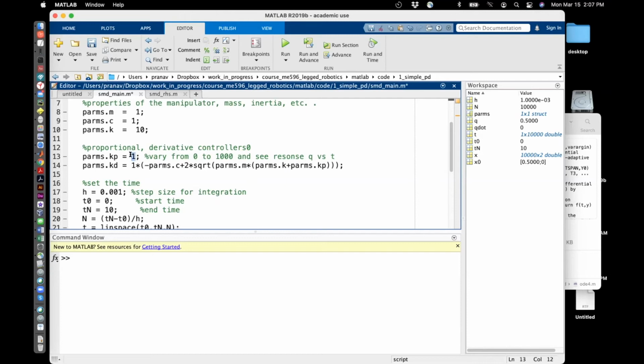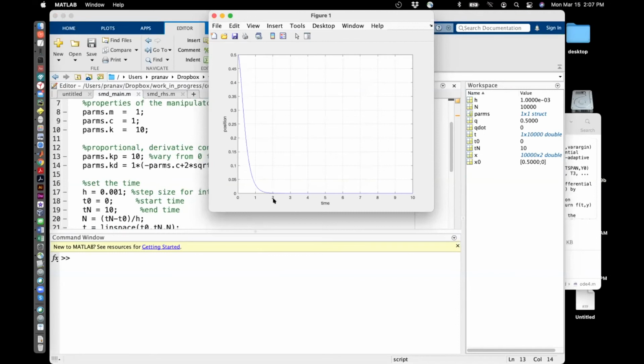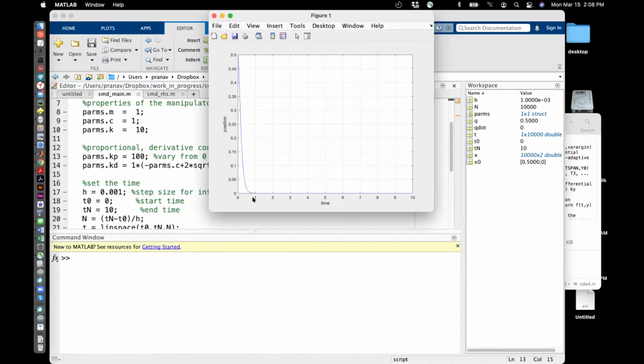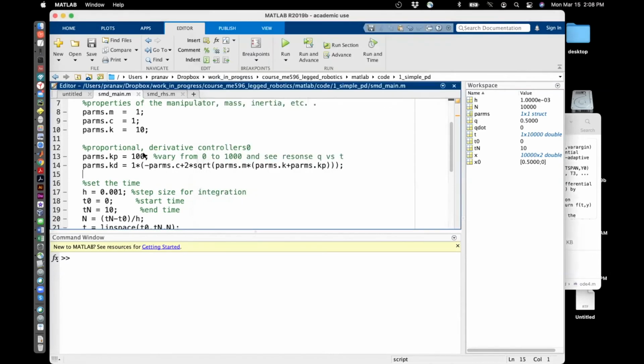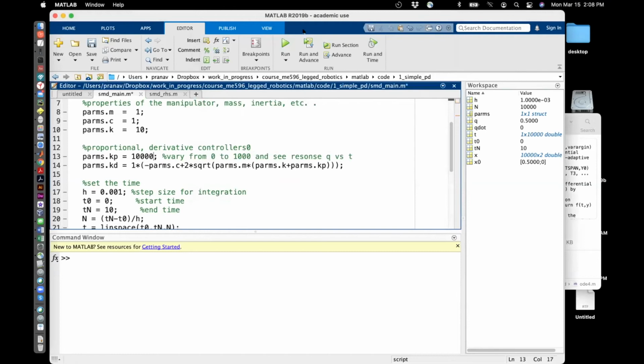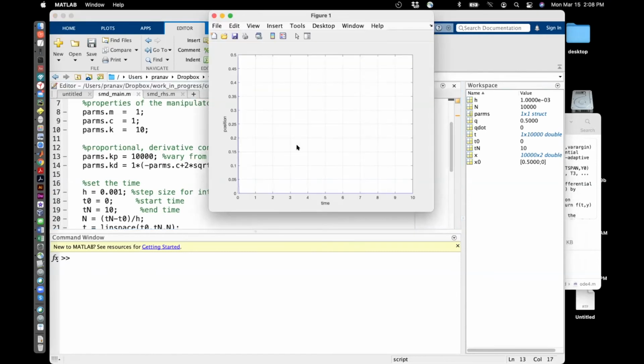Now let's change this to 10. Okay, factor of 10 change. Now you can see that the response takes about 2 seconds to get to 0. And then you go to 100, and you see that it's less than 1 second. And then 1000, and you can see it's probably less than half a second, and then we can keep ramping up and see what happens. So here it's very close to 0.